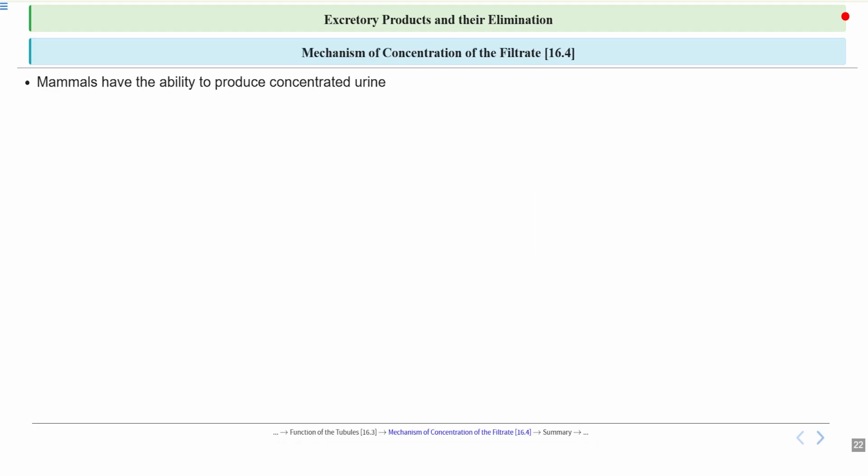Mechanism of concentration of the filtrate, and this section is covering NCERT section 16.4. So here it is written, mammals have the ability to produce concentrated urine. Now let's look at the specific example. Human kidneys can concentrate urine up to 4 times the original filtrate. This means our bodies are very efficient at conserving water, which is especially important in situations where water is scarce, like during intense exercise or in hot climates.